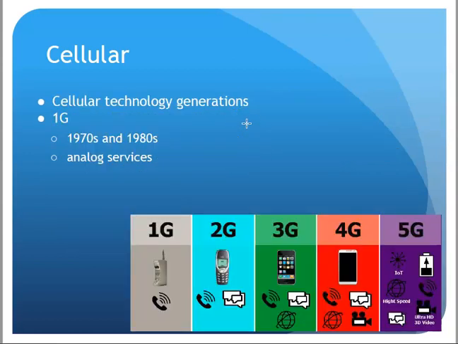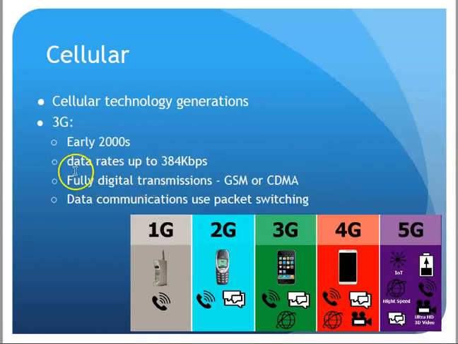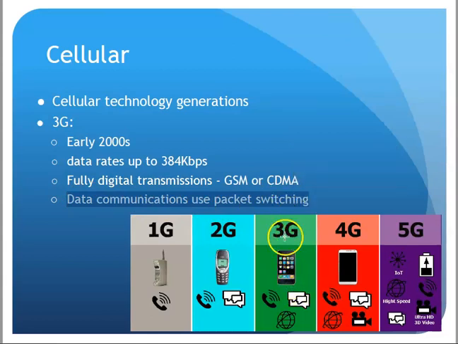As we go through the technologies, 1G, this was in the 70s and 80s, pretty much only phone, this kind of big phone that we have, cellular phone there. 2G was in the 90s. We started to do digital, and this actually paved the way for text and media downloads. And now we're talking basically 240K. 3G, early 2000s, data rates up to 384K. So now we're getting fully digital transmissions with GSM or CDMA. And now the data is using packet switching. And now we start getting into the early cell phone days, or early smartphone days.